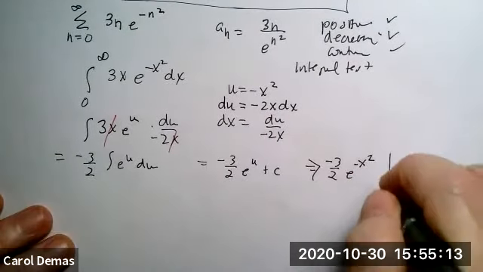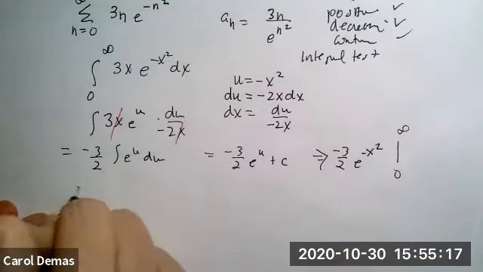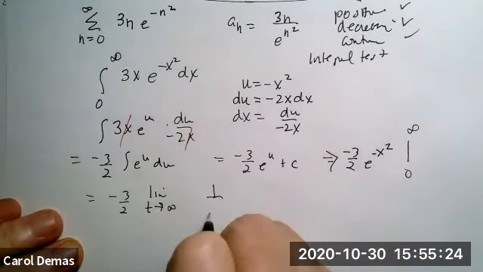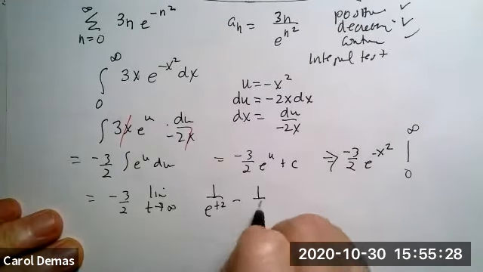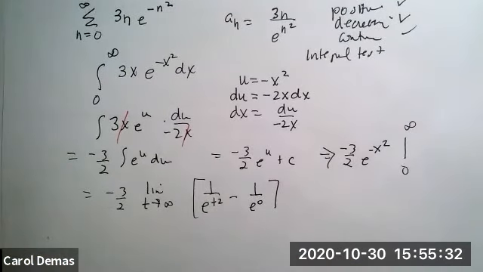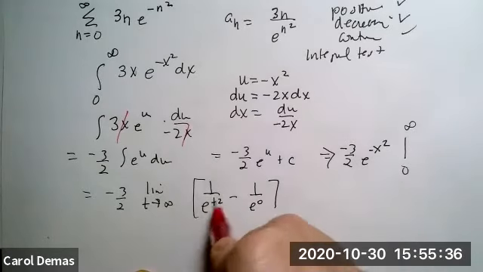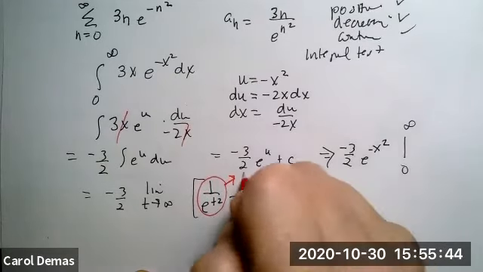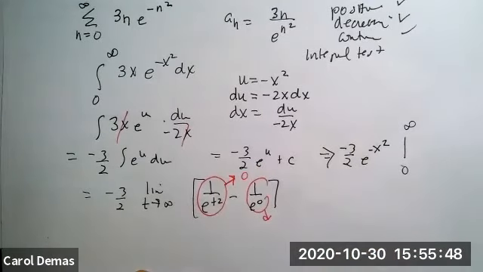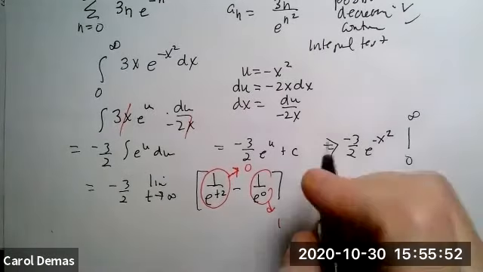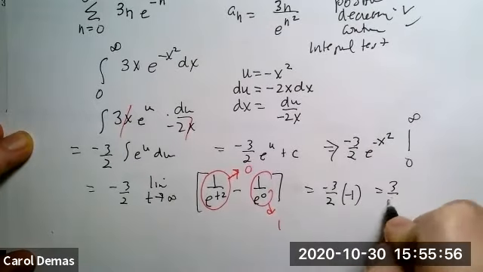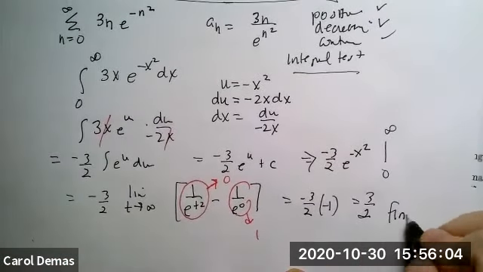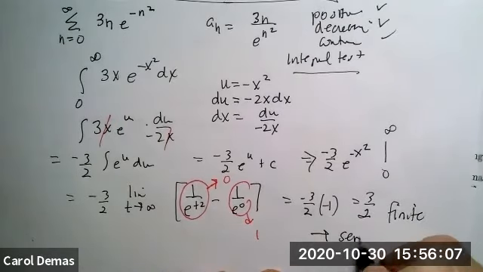Now we want to evaluate this between 0 and infinity. So I'm going to write this as negative 3 over 2, the limit as t goes to infinity, of 1 over e to the t squared minus 1 over e to the 0. If t is going to infinity, the denominator goes to infinity, and this quantity goes to 0. And this quantity goes to 1. So we have negative 3 over 2 times negative 1, which is 3 over 2. So we're doing the integral test. What does this tell us? If the integral is finite, that means the series converges.